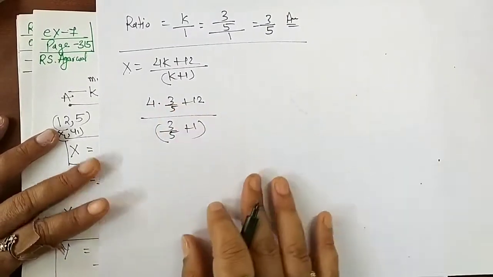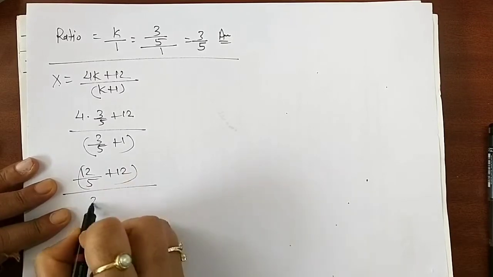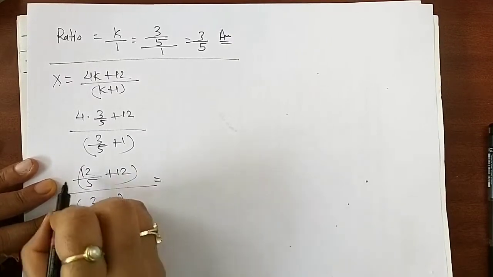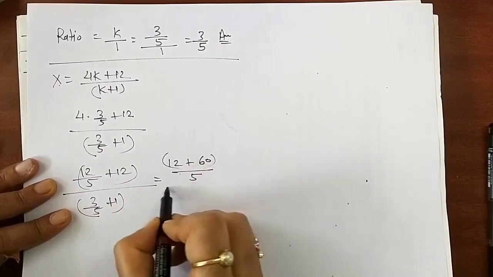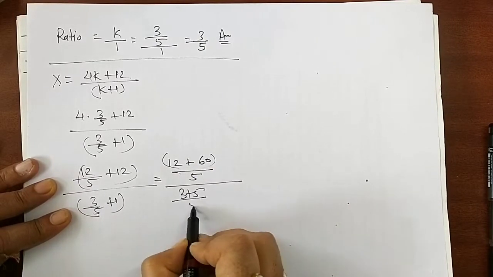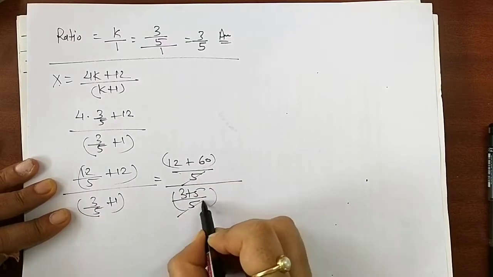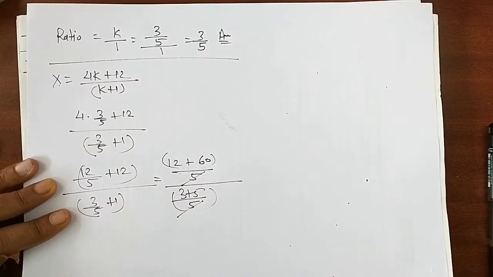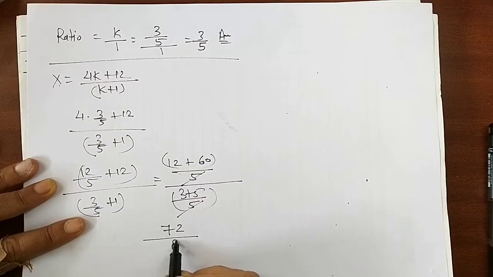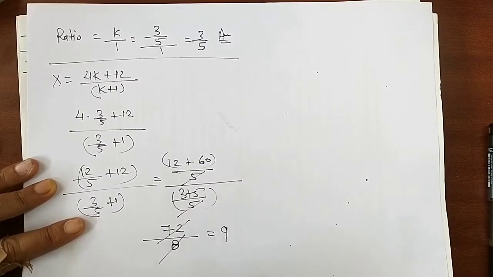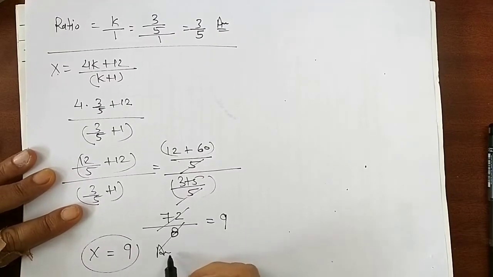Let me solve it. 4 3s are 12 by 5 plus 12, by 3 by 5 plus 1. How to solve it? Here 5 is the LCM. So 12 plus 60 by 5, over 3 plus 5 by 5. By now you know that this 5 and this 5 will cancel. Correct? What is this? 72 by 8. If I cancel it, I will get 9. So my x value is nothing but 9. So this is my answer.